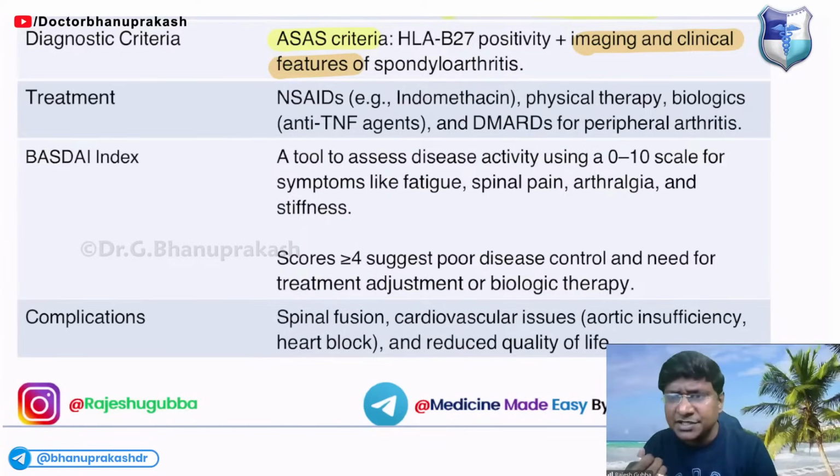What are the imaging features? Same: bamboo spine, squaring of the vertebra, pseudo widening of the joint spaces, right? What will you see in MRI? MRI will show you bone marrow edema. So that should be there on the imaging.